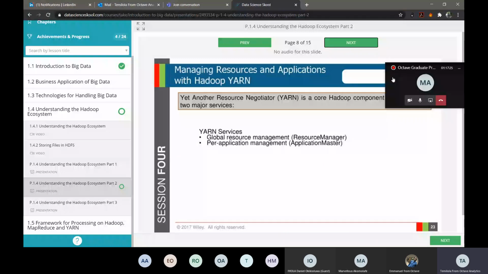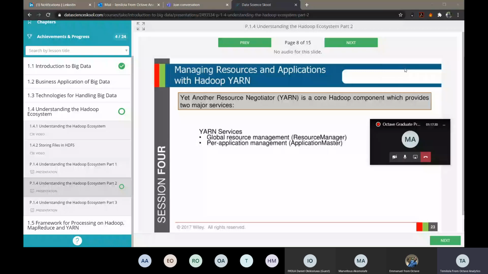So now we are going to go to the software layer of the Hadoop ecosystem, which is YARN. Remember what I said, that for the Hadoop ecosystem you normally have three major components. You have the HDFS, which is the Hadoop Distributed File System. You have MapReduce. Then you have YARN, which is Yet Another Resource Negotiator.